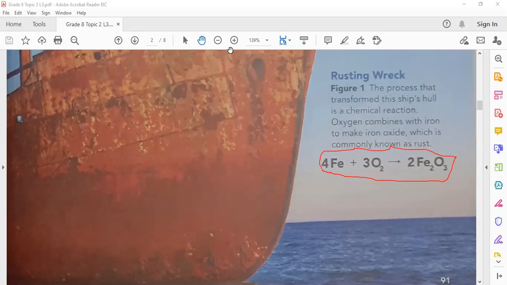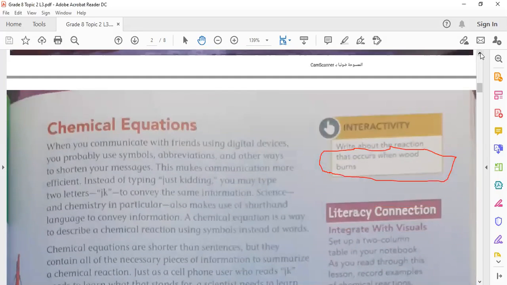Okay, let's start. Is the book open with you? Okay, chemical equations. You know what equations are in math? Yes. Okay, so there are also chemical equations in science, or in chemistry.